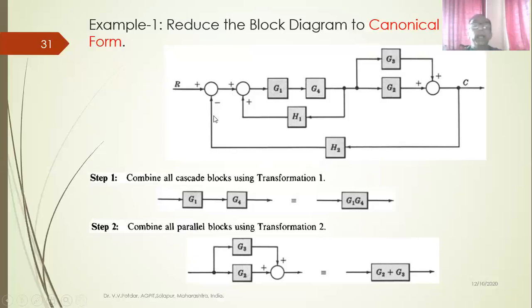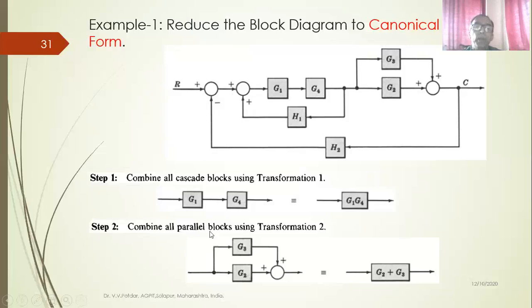Okay. As per our methodology just now we discussed, step 1, combine all cascade blocks using transformation 1. What are the cascade blocks here? G1 and G4 are in series or in cascade. So these can be combined to get G1, G4. So what will happen? These two blocks will become G1, G4.